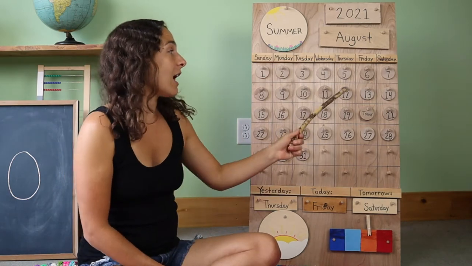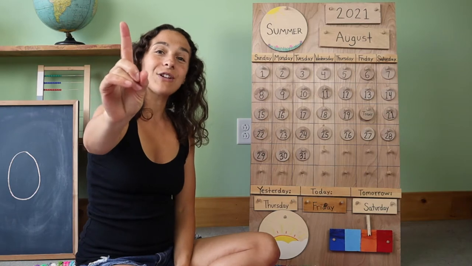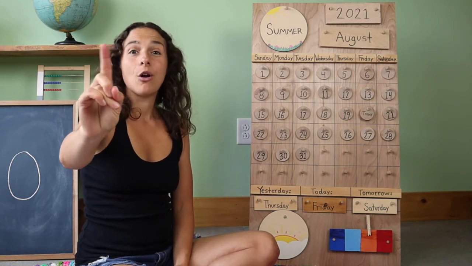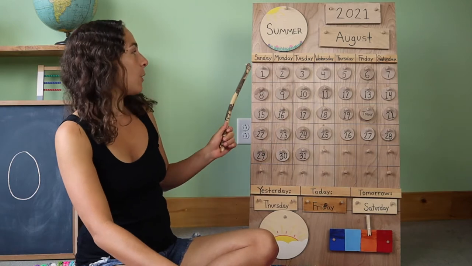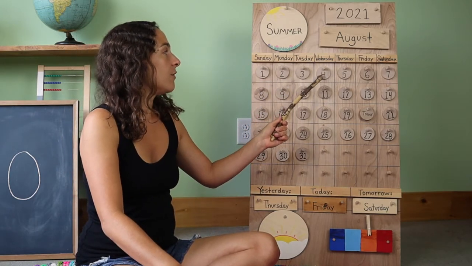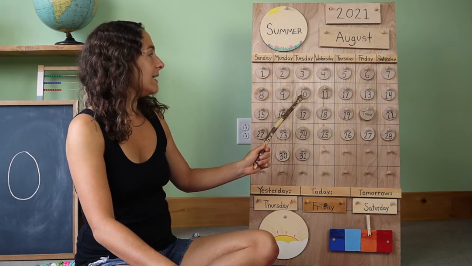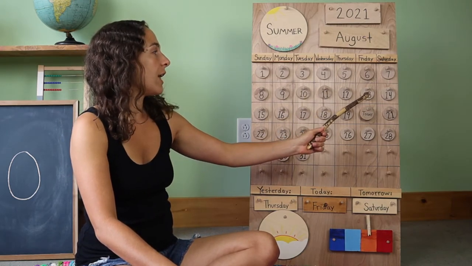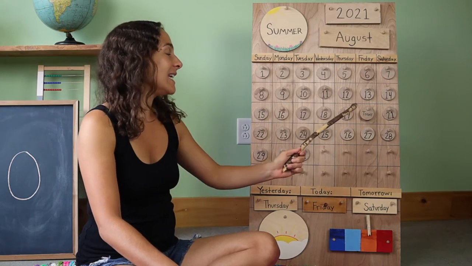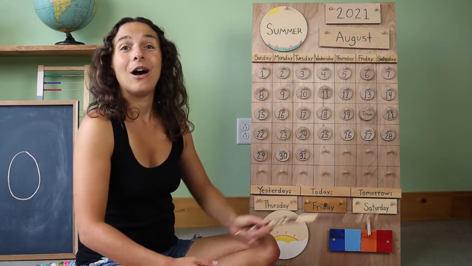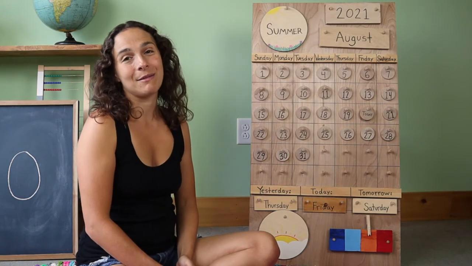Friends, today we have a lot of counting to do because we have had so many days so far in the month of August. Let's use our counting fingers. We'll give them a big stretch. Let's also take a deep breath in together. And let's get counting. One, two, three, four, five, six, seven, eight, nine, 10, 11, 12, 13, 14, 15, 16, 17, 18, 19, 20. We counted 20 days that we've had in the month of August. Great job counting with me, friends.